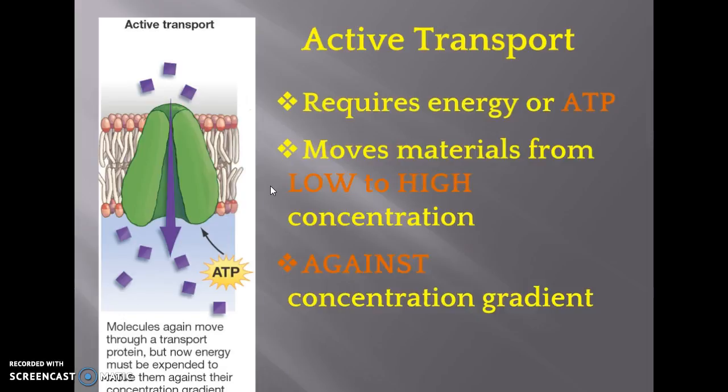Now, active transport, going to need ATP for this to happen. We're moving from a low concentration to a high concentration, and this is what we call against the concentration gradient.